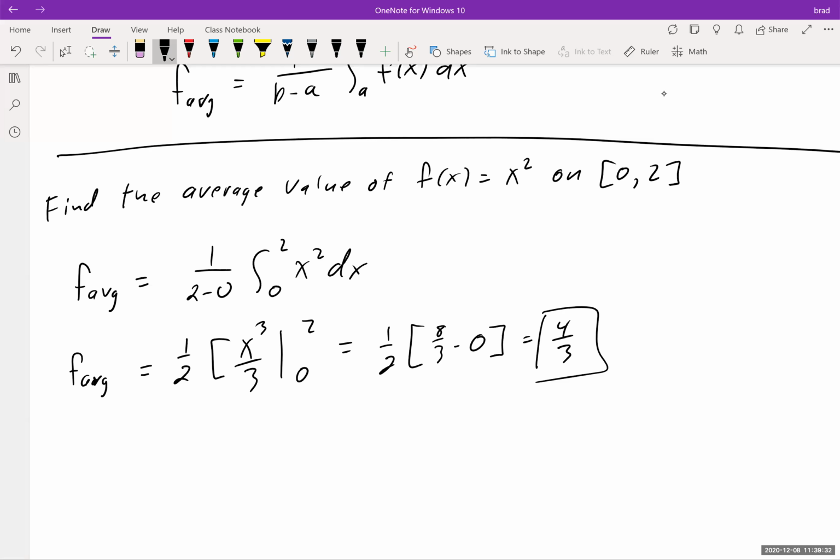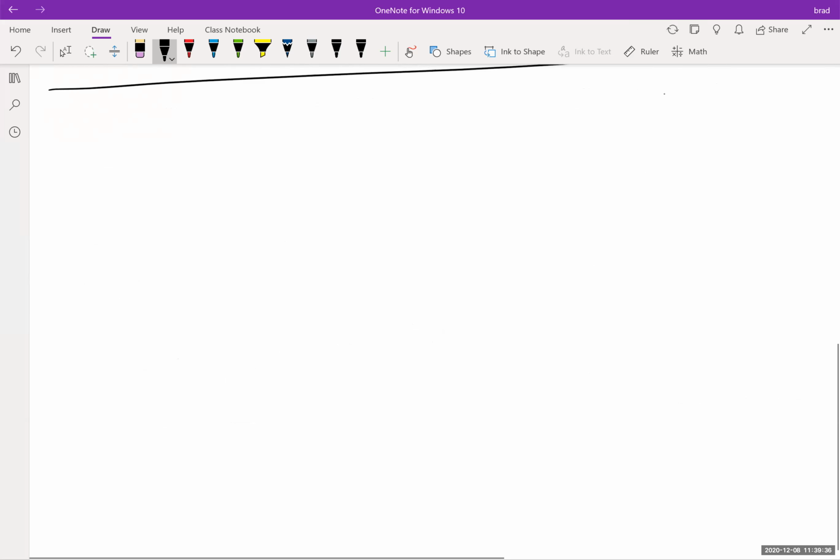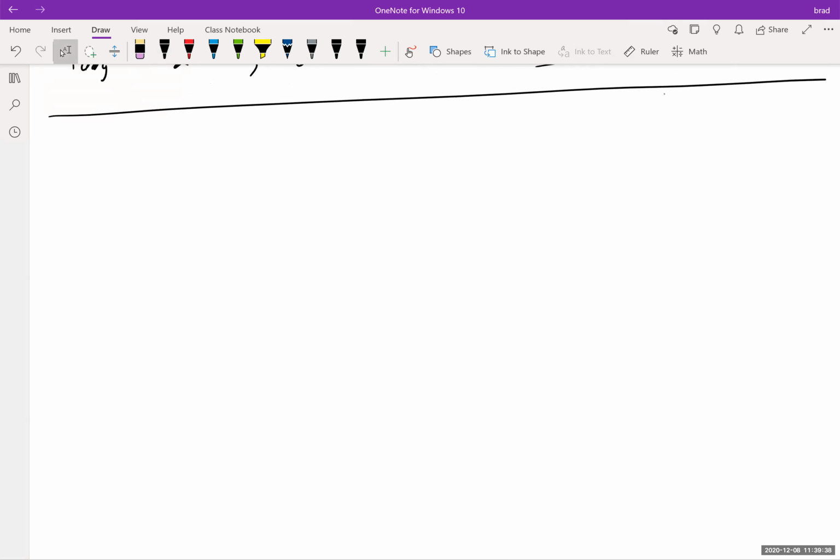Okay, so now that we know how to find the average value of a function, we're going to talk about the mean value theorem for integrals. Remember, we've done the mean value theorem already, but that was for derivatives. So now we're going to do the MVT for integrals.